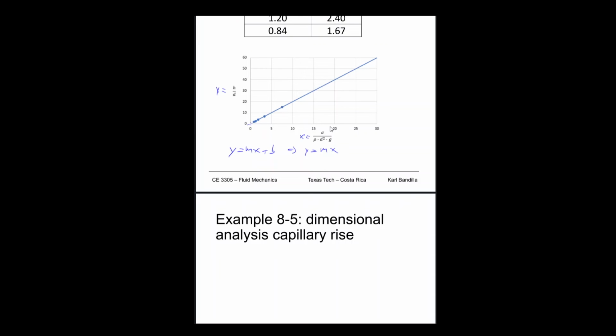So if I choose a y value, for instance this 40, then 40 is equal to, well, 40 right there leads to 20 down here. So it should be m times 20. That means m is equal to 2. All right, so going back to my y is equal to mx, I can say y is equal to 2x. In my case, y was h over d, and x was sigma over rho g d squared.